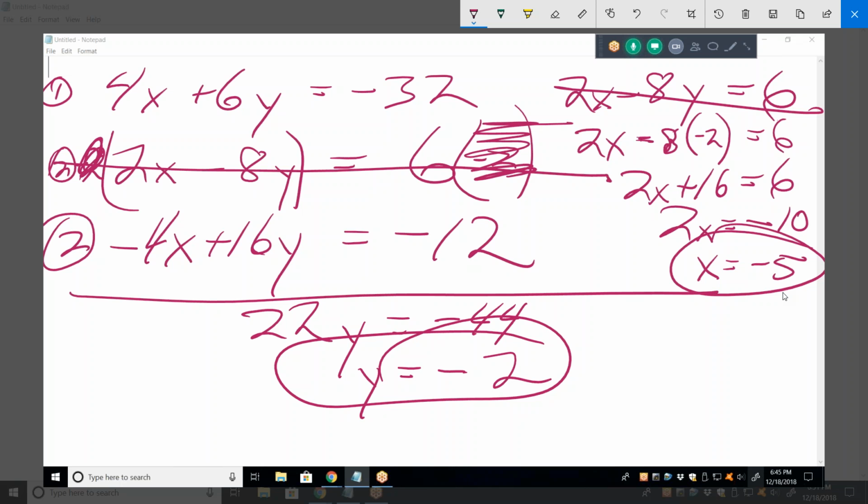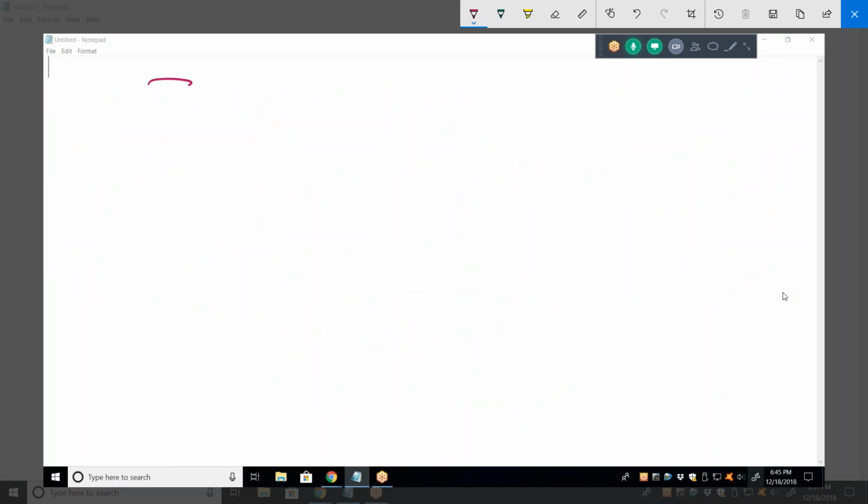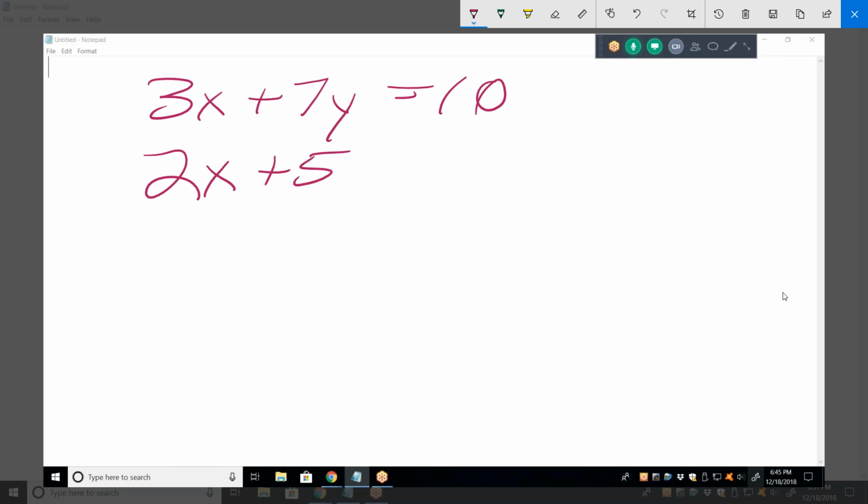Okay? You might have something like this. Let me write it. All right, what would you do here? Solve this by elimination. How would you do it? It helps to number them like that, incidentally, especially when you have a lot.